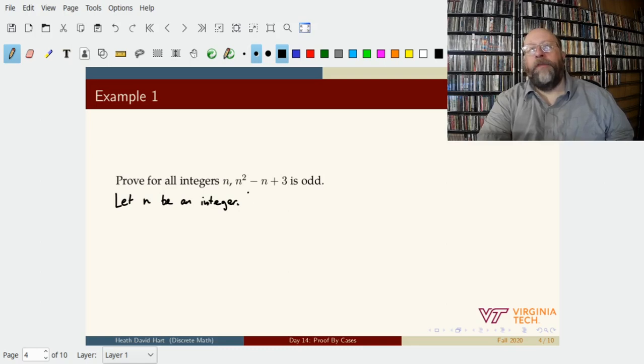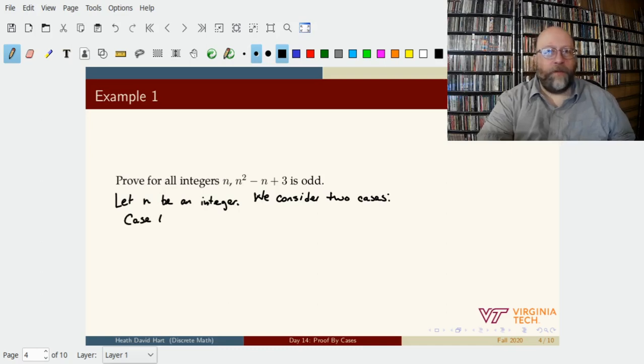And so what we're going to do is look at the two cases. So we're going to let the reader know that we are looking at two different cases. So we consider two cases. And then we'll label them case 1 and case 2. In the first case, we're going to assume n is even.